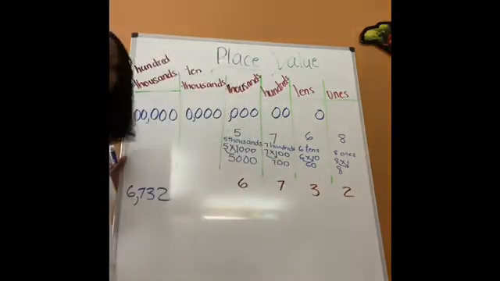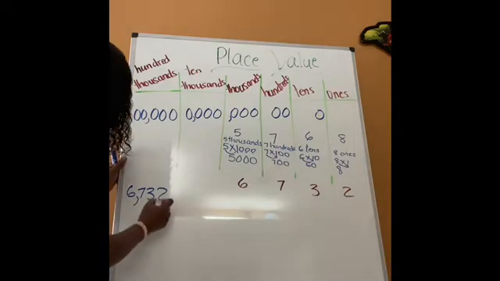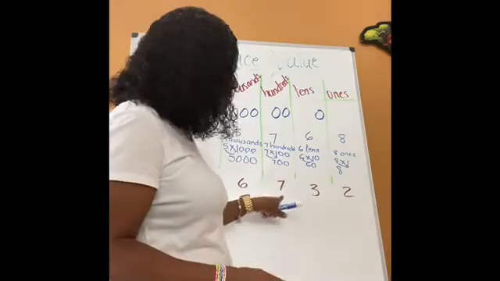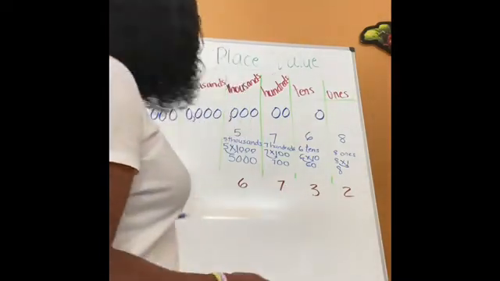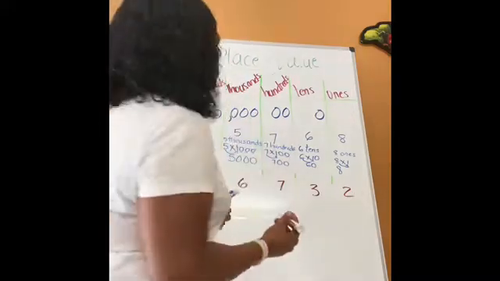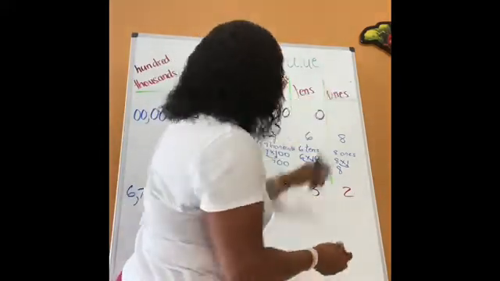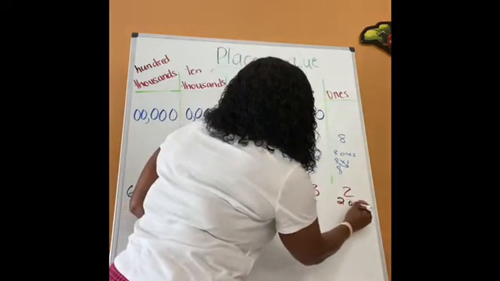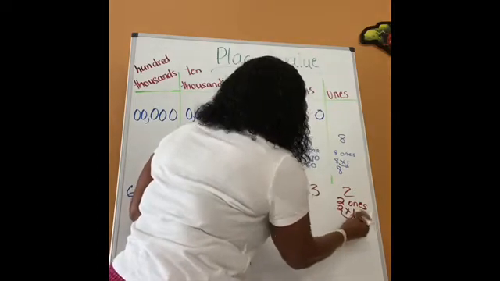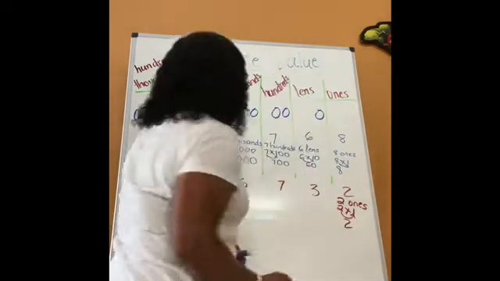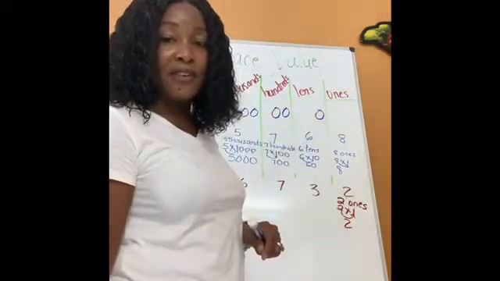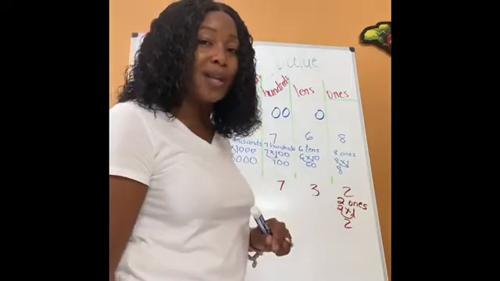6,732. What is the value of the 2? I don't need to do the 6, the 7, or the 3. They only want me to tell the value of the 2, so I'm just going to jump to the 2. Now the 2 is in the ones column, so it is 2 ones, or 2 times 1, or simply 2. So the value of the 2 is 2 ones.